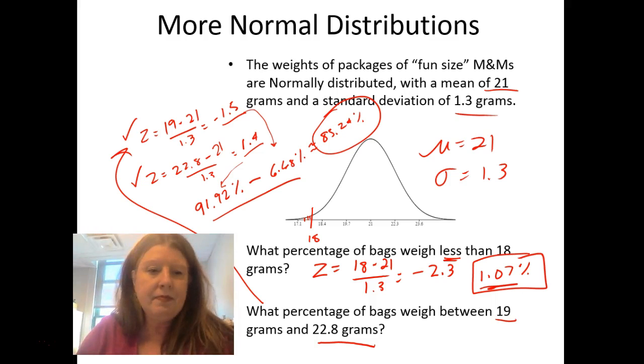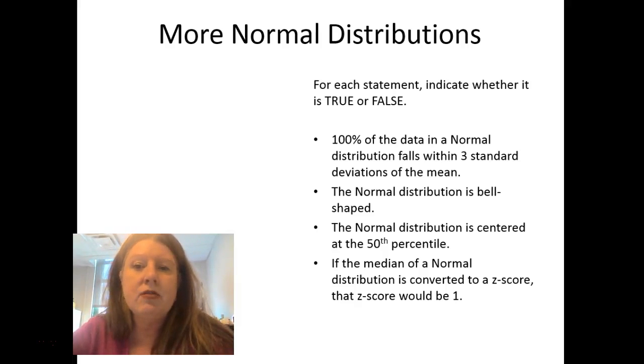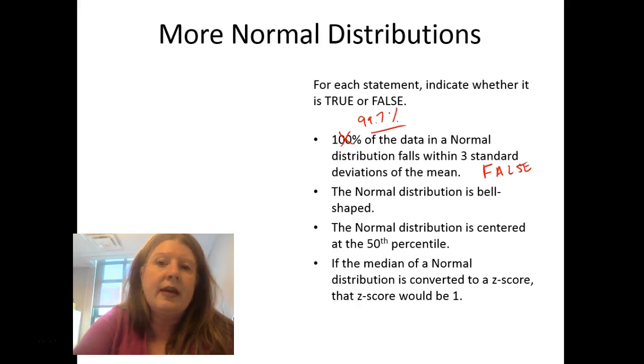Okay, finally, I have a few true-false questions related to normal distributions. So I want to know what you think about these things. 100% of the data in a normal distribution falls within 3 standard deviations of the mean. Okay, hopefully you're saying false. It's almost 100%. It's 99.7%. That would be a true statement.